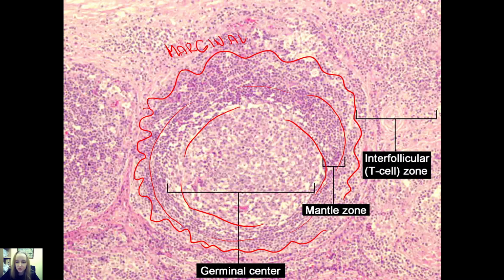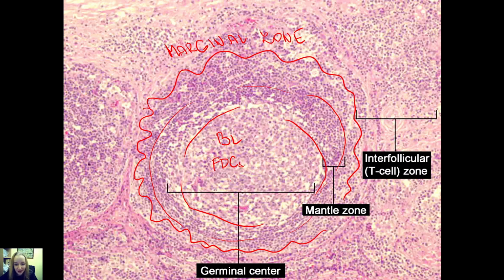Marginal zone. Follicles are really B lymphocytes clumped together into this round structure. So many B lymphocytes are here. But in addition to B lymphocytes, there are also follicular dendritic cells. Dendritic cells in the follicle are called follicular dendritic cells, and they are antigen presenting cells here. So they are presenting antigens in this region.